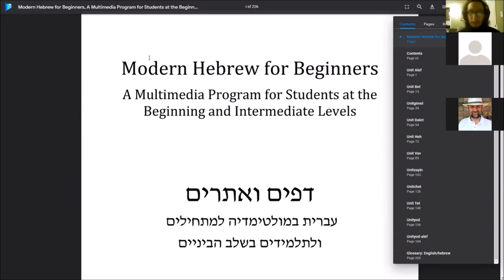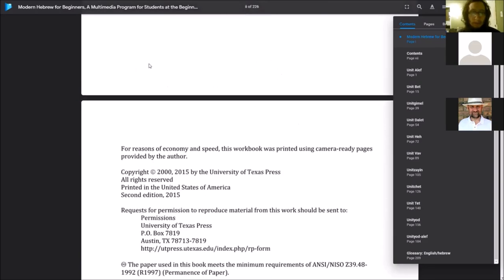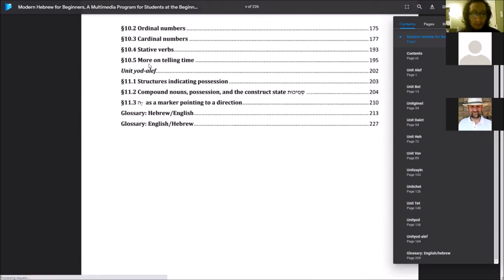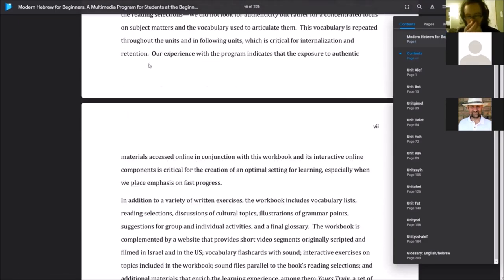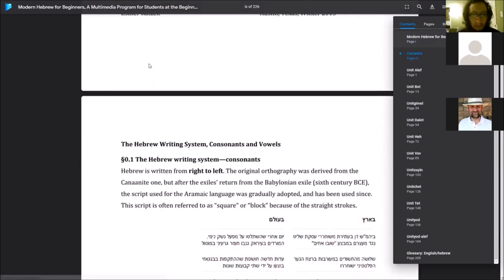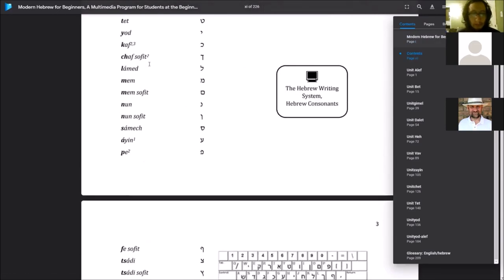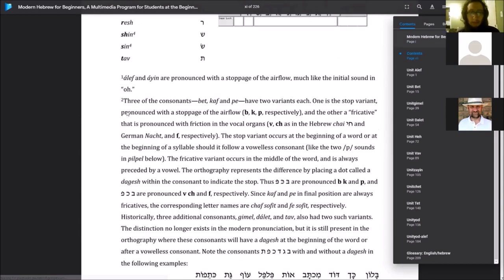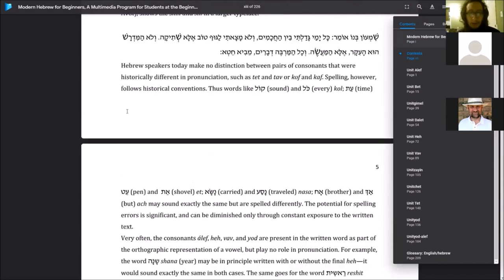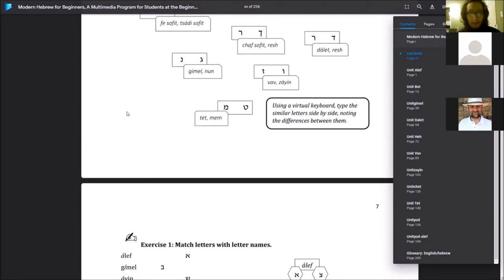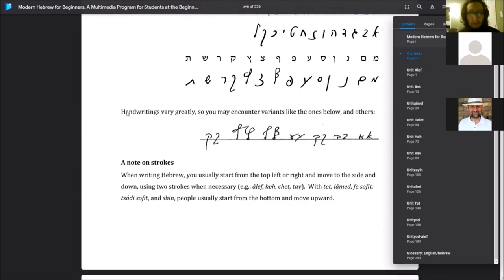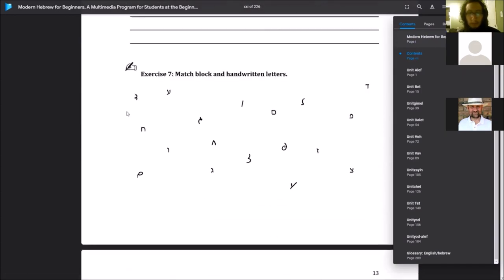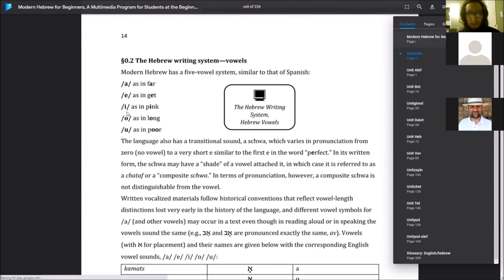So this starts out very basic, with just some vocabulary, and pretty soon it starts to drop those pointings off for you. And it does give you the alphabet, some of that kind of stuff, some basic kinds of things. And then it gets to the first chapter, which is essentially vocabulary, chapter one.